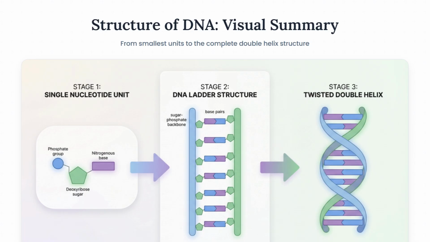We started with the smallest unit, the nucleotide, the brick. We then saw how many nucleotides link together via their sugar and phosphate to form the backbone, with bases pairing up to create the straight ladder structure. Finally, we saw how this ladder twists upon itself to form the compact, stable, and functional double helix. From a single chemical unit to the magnificent molecule of heredity, that is the structure of DNA.